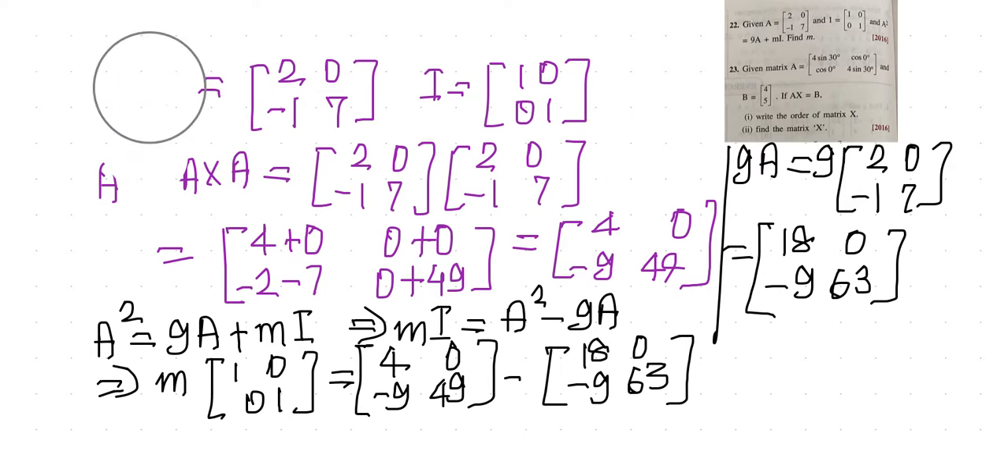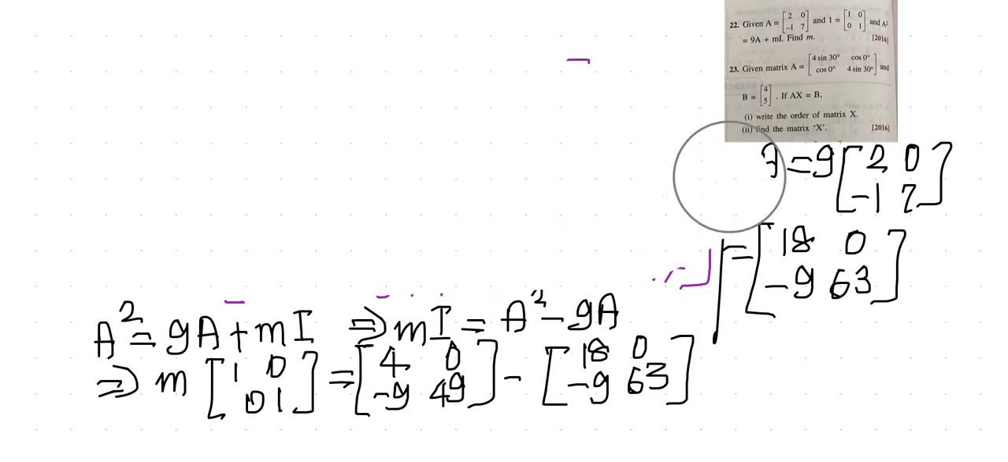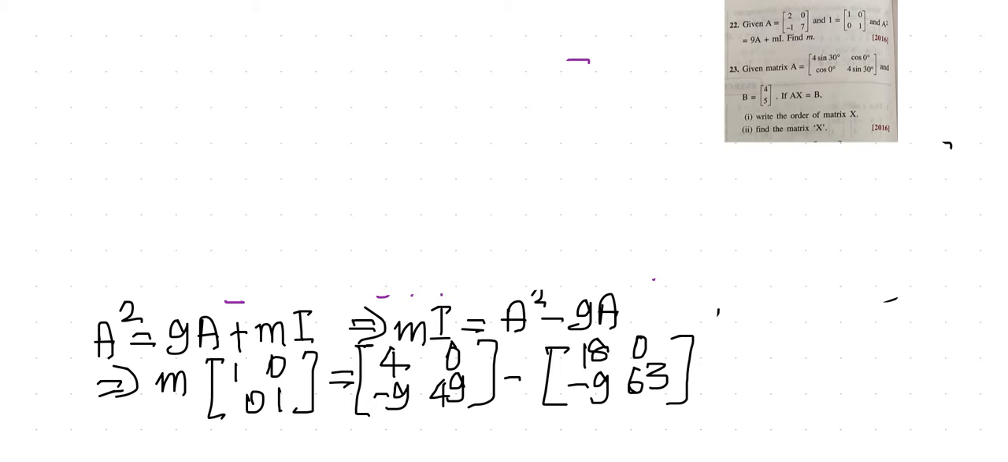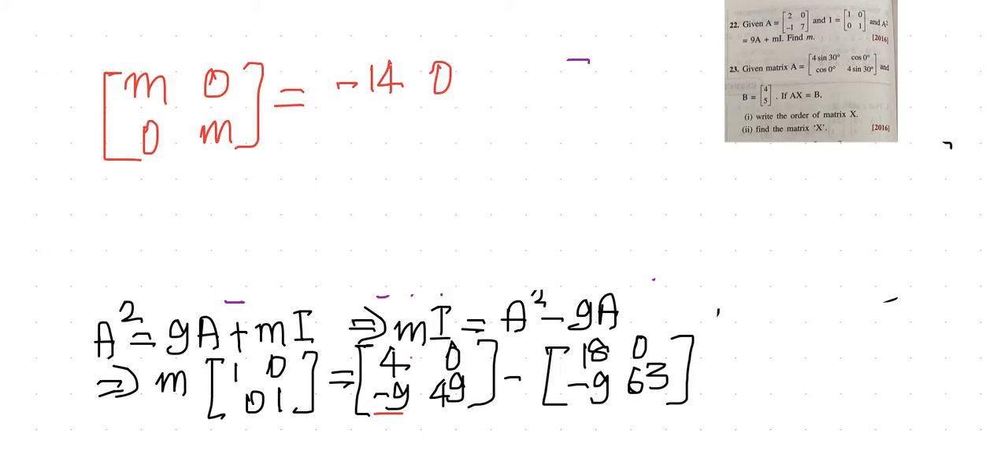Okay. So we'll just erase the above part to see what we are getting. So write down m times, when m is being multiplied, what you will be getting, children? M into 1 is m, m into 0 is 0. Then again this is 0 and m. Okay. So this is equal to what? See here, 4 minus 18 is equal to how much, children? Minus 14. And then 0 minus 0 will be equal to 0. Minus 9 minus of minus 9 is minus 9 plus 9, which will be again equal to 0. And 49 minus 63 will be equal to minus 14.